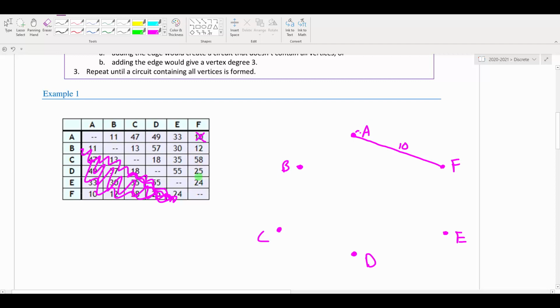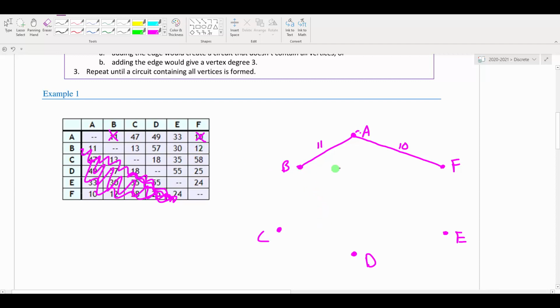All right, so then I scan the table looking for the next cheapest edge. And here it is at A to B, going from A to B, and that one has a cost of 11. So we start to see our circuit take shape here. I'm going to cross off the 11, and then I scan the table for the next cheapest edge. That's going to be this 12, and it goes from B to F.